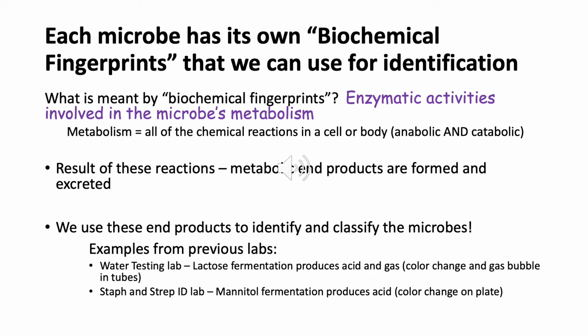And also we did this in the staph and strep identification lab. One example from that lab, the MSA plates. Mannitol fermentation produces acid, and we saw that as a color change on the plate from red to yellow. So the end products of the metabolism, whether they're acid, whether they're gas, whether there's certain enzymes that change the color of the colonies from one color to another, all those things are results of the metabolism of the microbe that we can use as fingerprints to detect what kind of microbe it is.